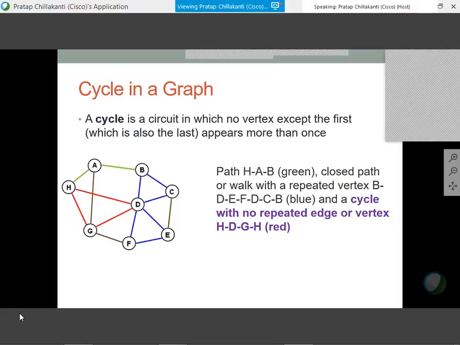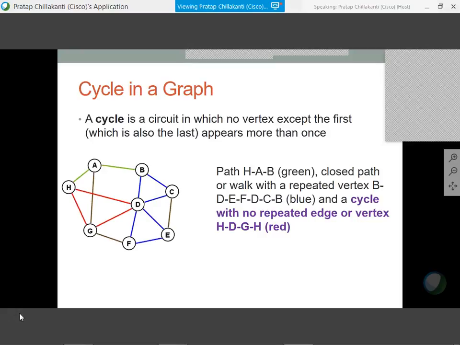Another important concept related to graphs is the concept of a cycle. When you are doing Prim or Kruskal, every step of the way, as we are adding edges to the set which belongs to the minimum spanning tree, we have to make sure that there is no cycle. So what is a cycle? A cycle is a circuit in which no vertex except the first appears more than once.